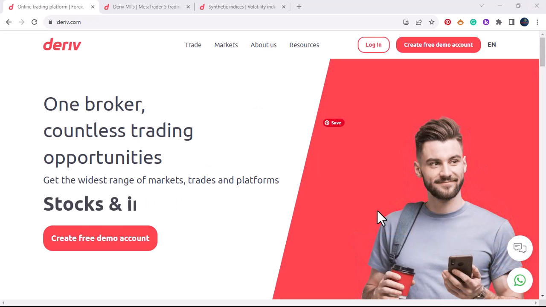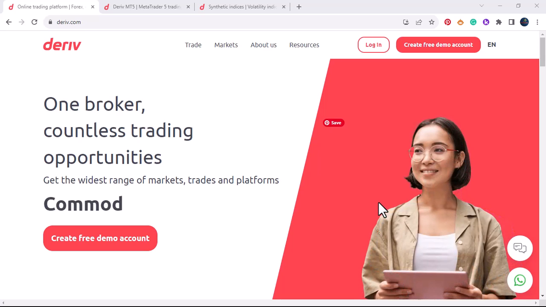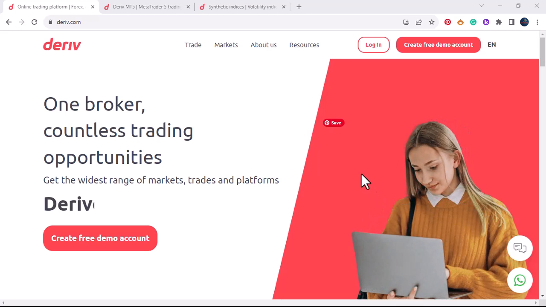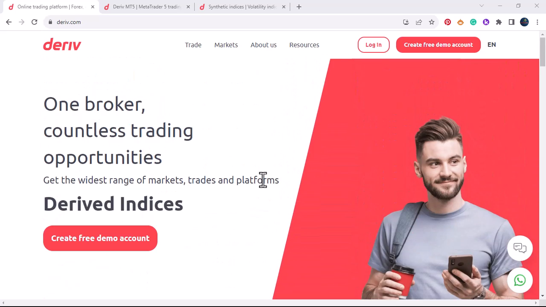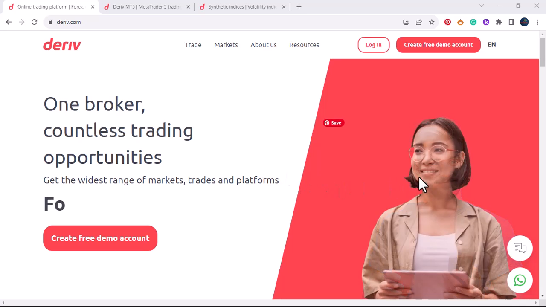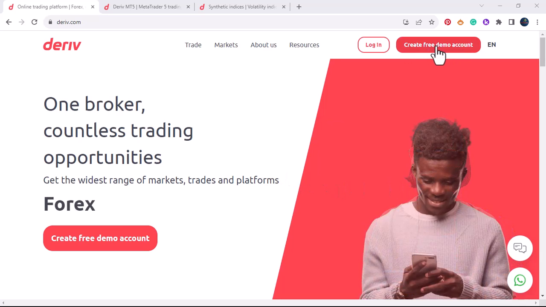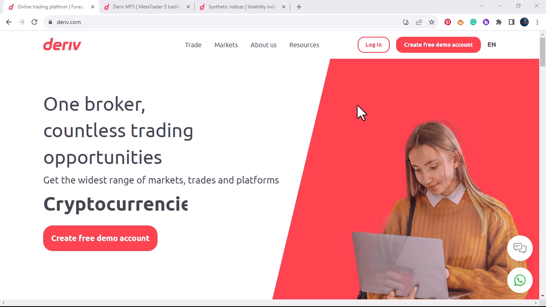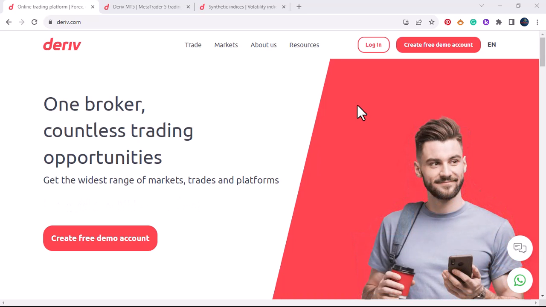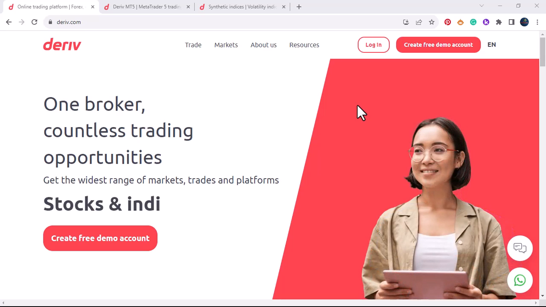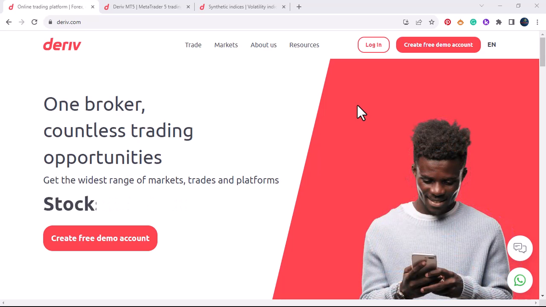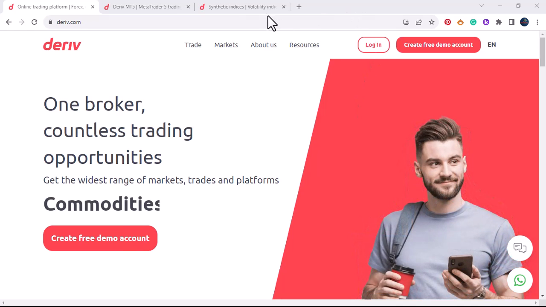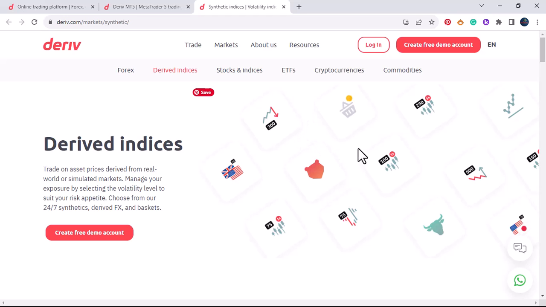And if you don't have an account, or if you ever need an account with Deriv, you just go to the description down below, or the comment section, and click that link. It will take you to a page that looks like this. Then you create a free demo account. You click here. First of all, you have to create a demo account, then you go to your email and verify your email. After verifying your email, you then create a real account that you can add money to and trade on the MT5 platform. So I'm just going to the synthetic indices to explain what it means.